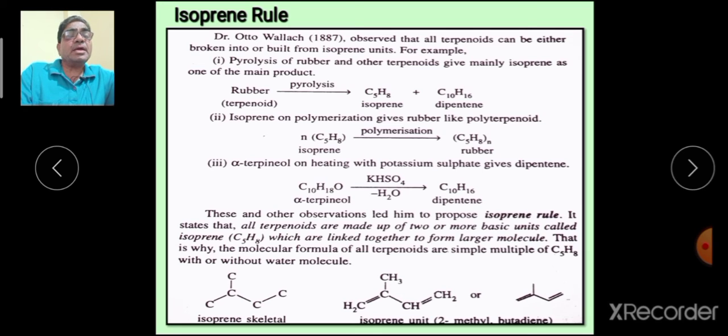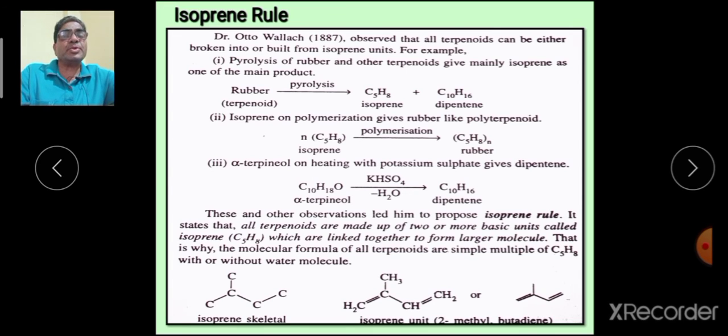What did he state? He stated that all terpenoids are made up of two or more basic units called isoprene, having the molecular formula C5H8, which are linked together to form a larger molecule. That is why the molecular formulas of terpenoids are simple multiples of C5H8 with or without water molecule. Therefore, 1 unit, 2 units, 3 units are linked to form larger molecules.